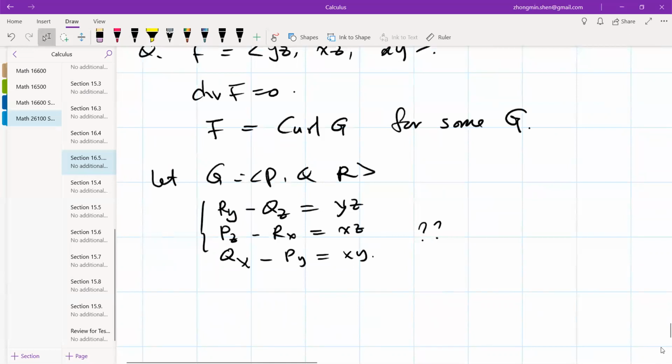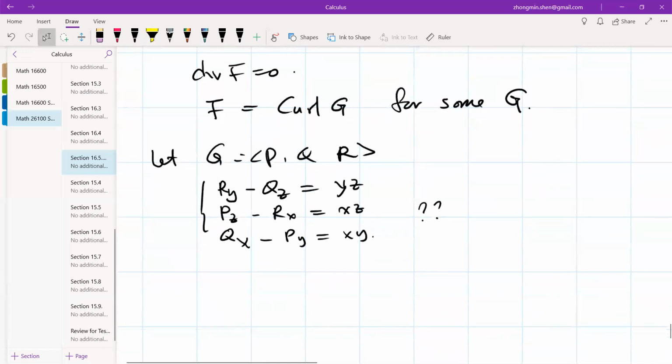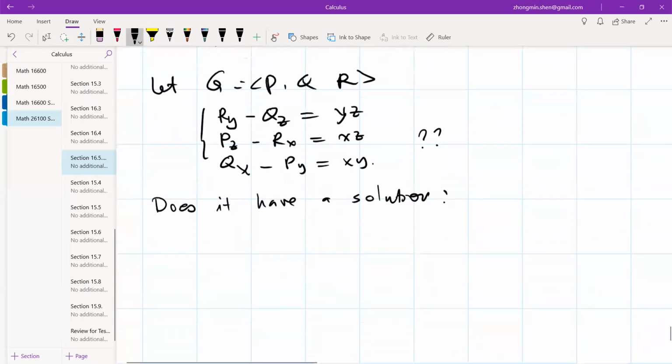Yeah, you can integrate with respect to y variable. You get r, the first equation. But then how do we deal with qz? This is hard to solve. We don't know whether there's a solution or not. Does this system of partial differential equations have a solution? It's hard to prove it.